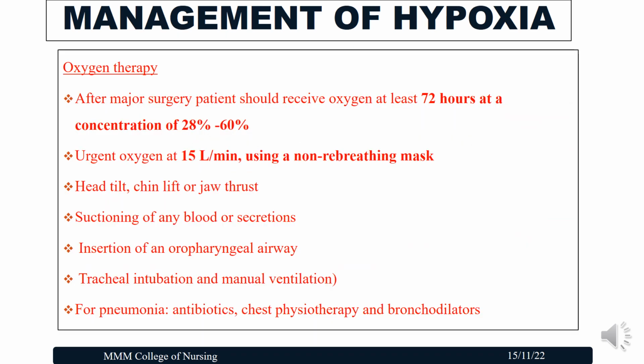The other management for hypoxia include oxygen therapy. So after major surgery, the patient should receive oxygen for at least 72 hours at a concentration of 28 to 60%. Even if the patient is normal, or if the patient's oxygen saturation is normal, we also have to give high flow oxygen for the patient for at least 48 to 72 hours. Urgent oxygen at 15 liters per minute using a non-rebreathing mask.